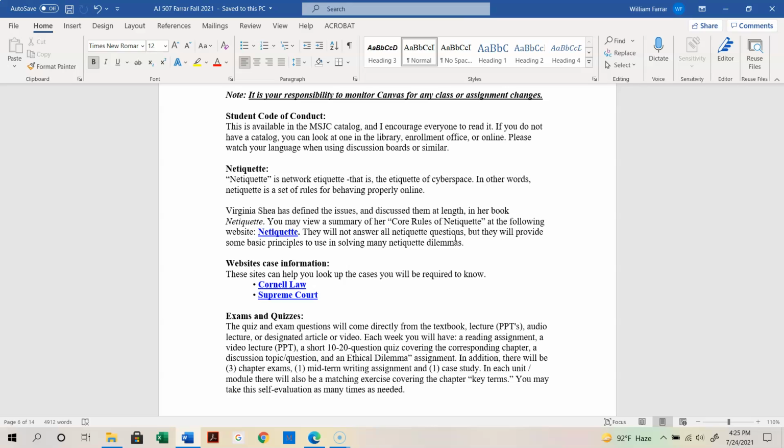Now, Virginia Shea has defined these issues and others and discussed them at length in her book called Netiquette, of course. And you can take a look at a summary of her core rules of netiquette at the following website, and I put the link in here for you. Now, it's not going to answer all of your questions more than likely, but it does provide some basic principles on what to do and how to solve certain online issues. My big pitch here is just to let you know that, hey, look, we're all different, thank goodness, right?